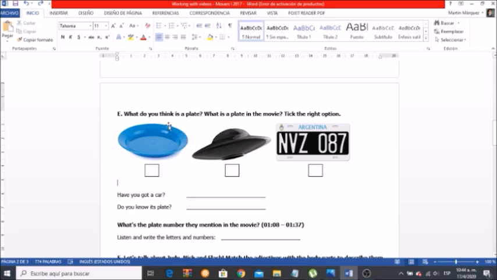So, picture number one. Is this a plate? What do you think? Yes or no? Very good. This is a plate. This is a plate that we use to eat. Es un plato, como los platos que usamos para comer. Very good. Picture number two. Is this a plate?